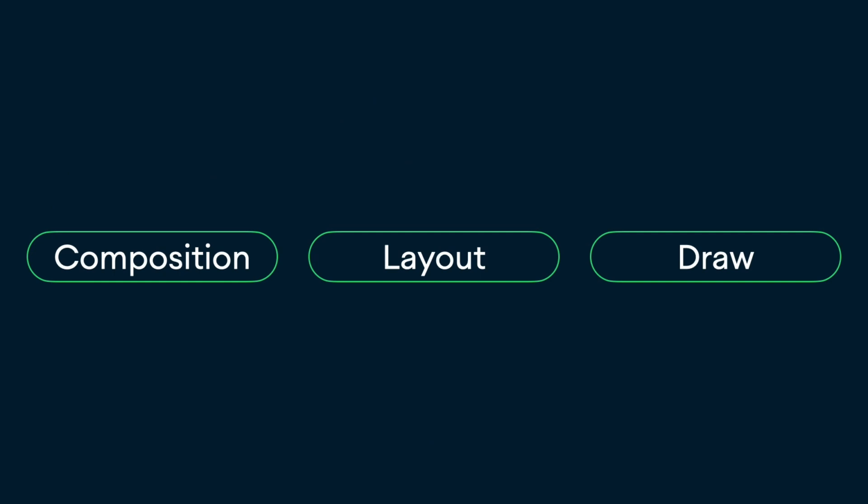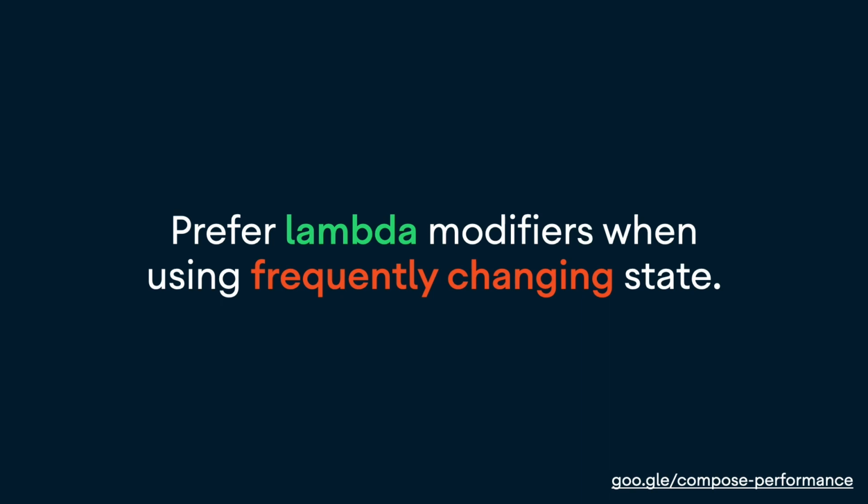Here's the cool part. Compose can skip a phase entirely if nothing has changed in it. So there should be no need to recompose just to relay out a screen. If we can avoid changing our composition tree, Compose will skip the composition phase entirely, and this can lead to performance gains. This is why our performance documentation states, prefer lambda modifiers when using frequently changing state. Using lambdas is what allows work to be deferred to a later phase and for composition to be skipped.